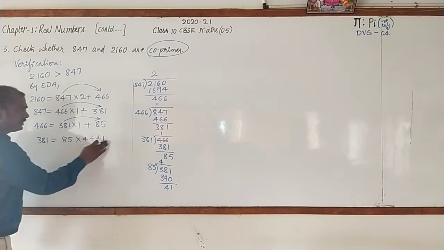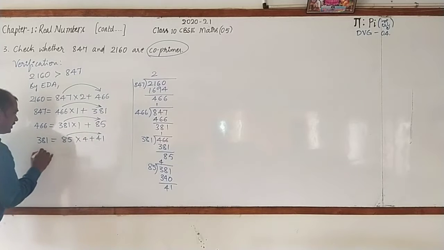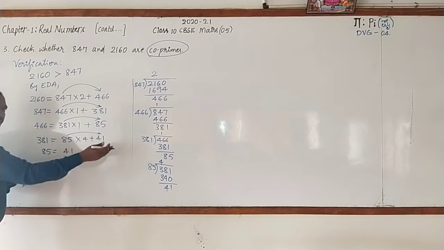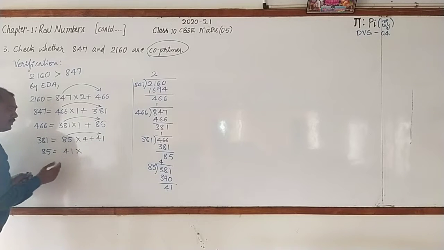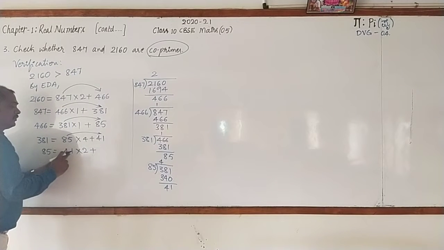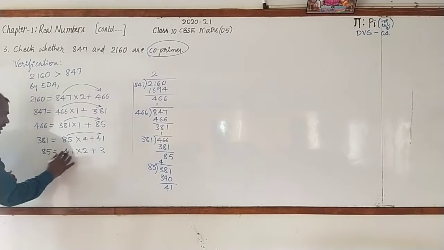Again, the remainder is not equal to 0. You can continue this. We can write 85 as 41 into something. I'm not going forward using the working column. Because it is a smaller number, you can write it directly. 41 times 2 is how much? 41 2s are 82. Here 85 is there. The difference is 3. Clear? Next.